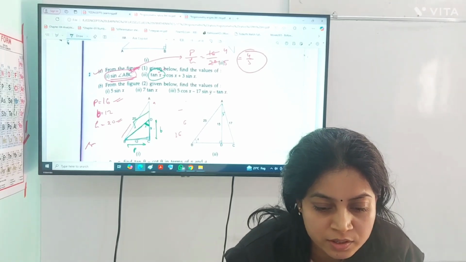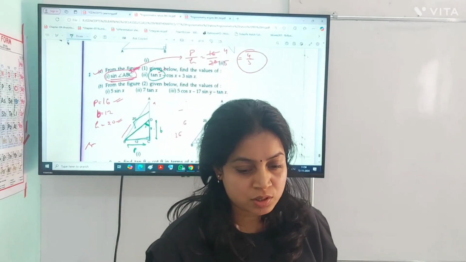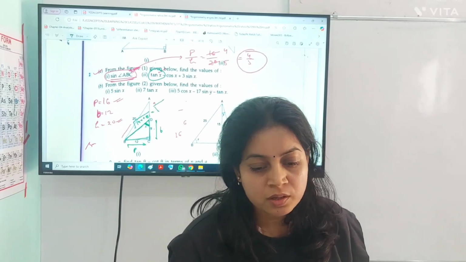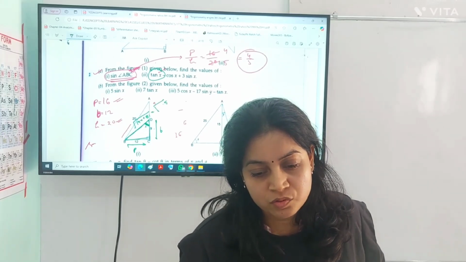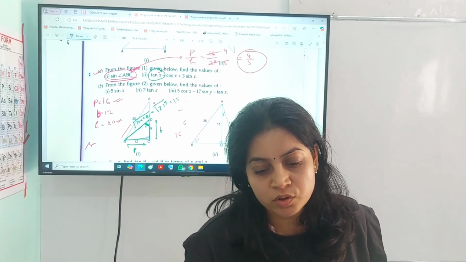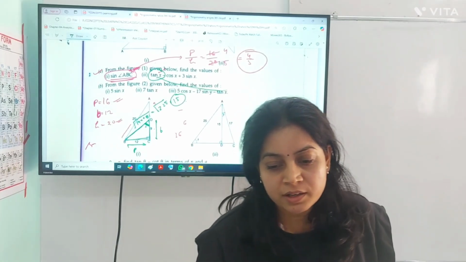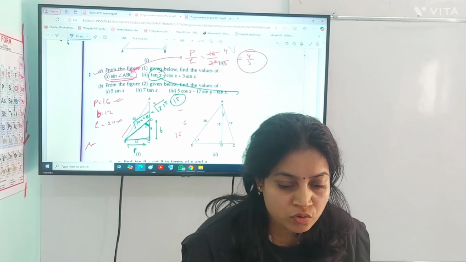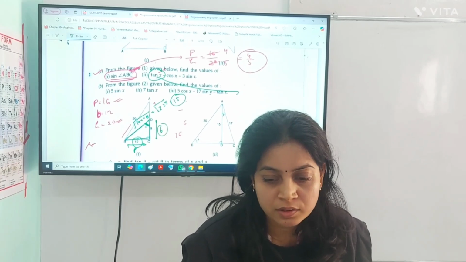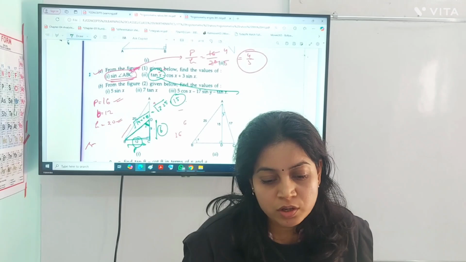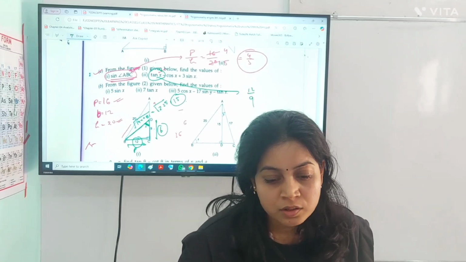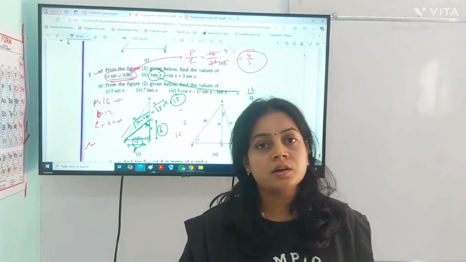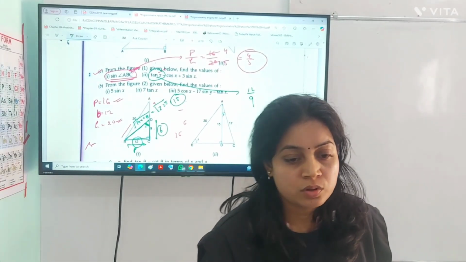With 9 and 12 you can calculate the hypotenuse just by using the Pythagoras theorem. 12 square is 144 and 9 square is 81. So it will be 225, and the square root of 225 will be 15. So you can calculate tan x. Tan x will be perpendicular upon base. Perpendicular is 12 and the base is 9. So tan x is 12 by 9. Definitely you can calculate cos x as base upon hypotenuse, and sin x as perpendicular upon hypotenuse.